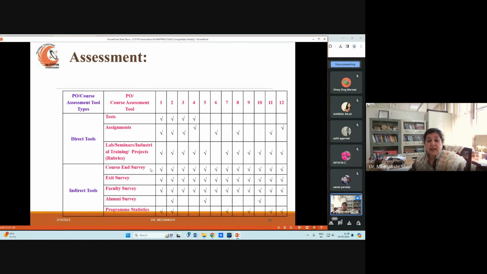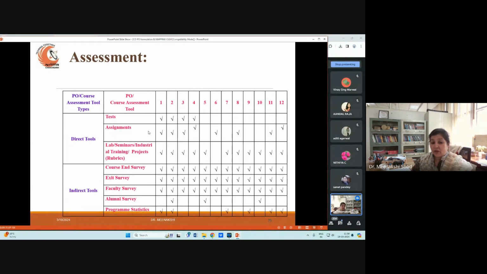So for the POs, you have direct tools and you have indirect tools. Direct tools are directly measurable. So the tests, the exams, the assignments, labs are the direct tools which are directly related to the COs. So there is one-to-one mapping with the COs, and attainment is directly related to the PO attainment. And the other set of tools is the indirect tools, which are not directly related to the COs. So they can be the exit surveys, faculty surveys, alumni surveys.